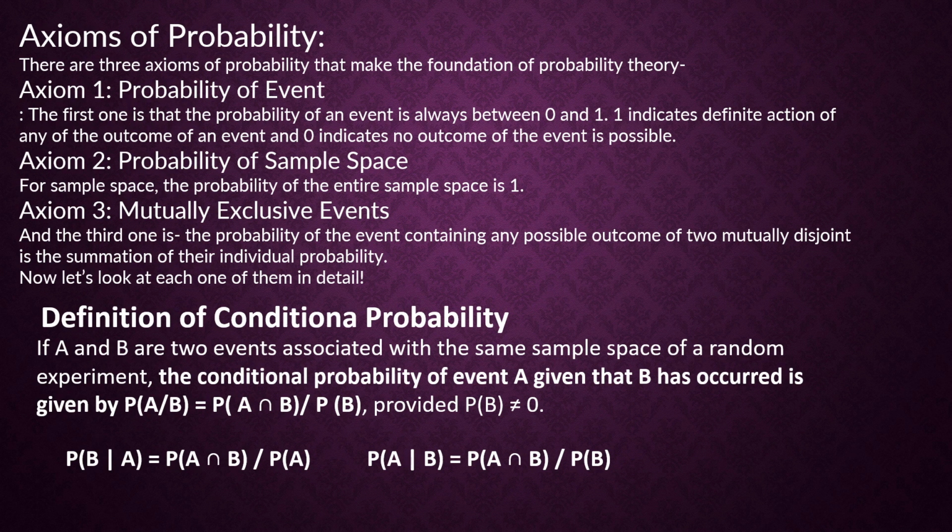Axiom 3 is mutually exclusive events. The probability of the event containing any possible outcome of two mutually disjoint events is the summation of their individual probabilities. Now let's look at each one of them in detail.